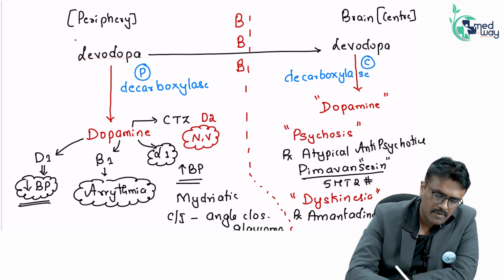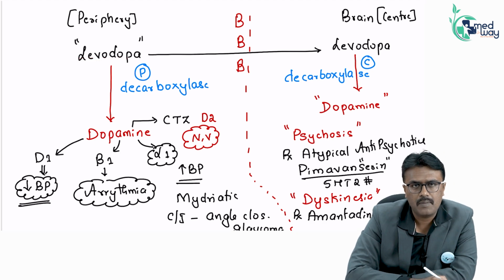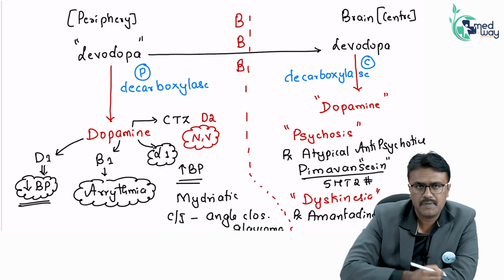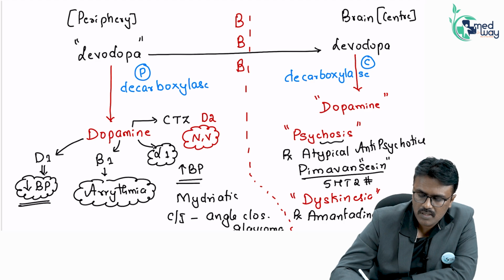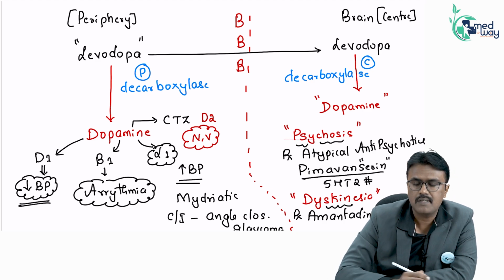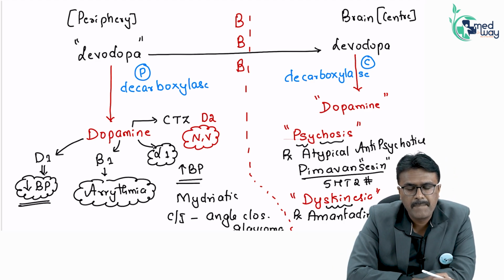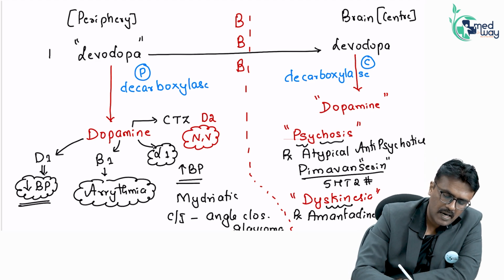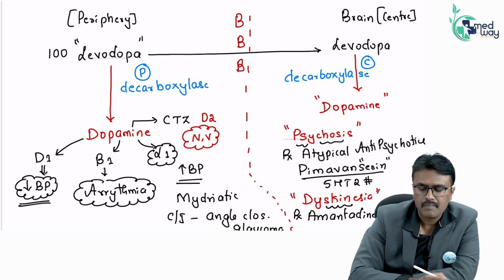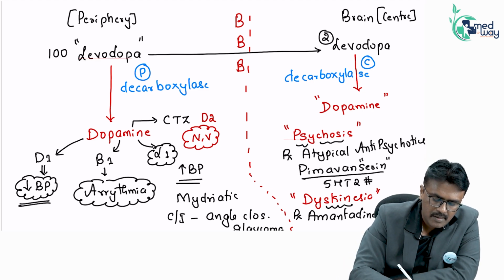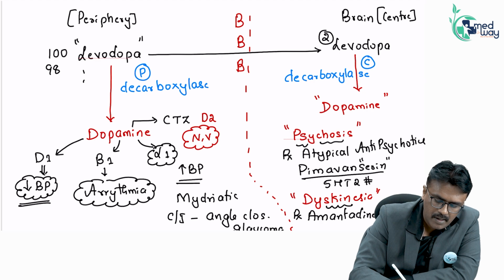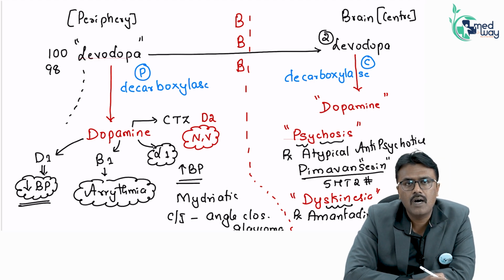So if I use levodopa, what are the drawbacks? The drawbacks are the adverse effects. The BP may fluctuate, the patient may have nausea, vomiting, arrhythmia, psychosis, and dyskinesia. These are the adverse effects. And one more problem is, if I give 100 molecules of levodopa, only 2 enter the brain. Sir, what happened to the 98 levodopa? 98 levodopa will be converted to dopamine outside the brain.